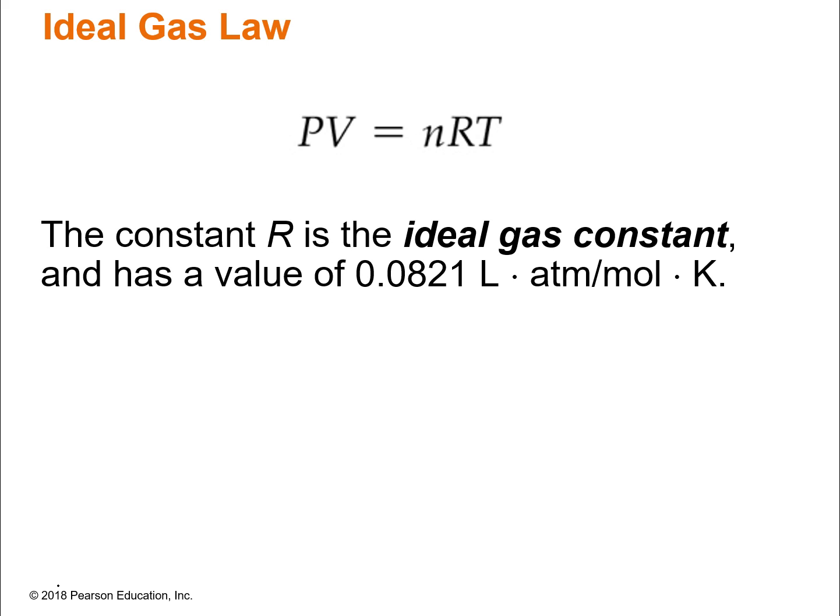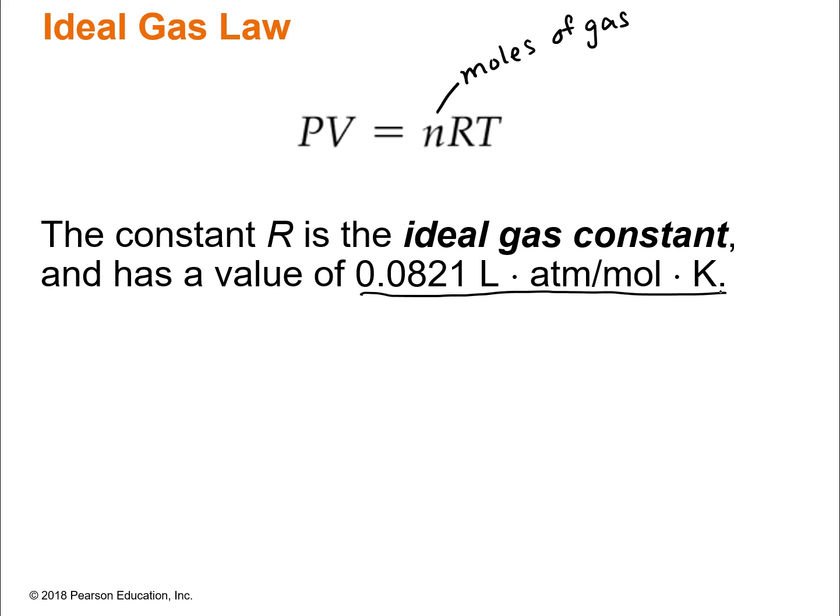The final gas law that we need to introduce is the ideal gas law. The other gas laws, we didn't take into consideration the amount of gas. The ideal gas law does. So part of the equation here, we've got P for pressure, V for volume, T for temperature. We've seen all those before. N is going to be the number of moles of gas. And R is the ideal gas constant.